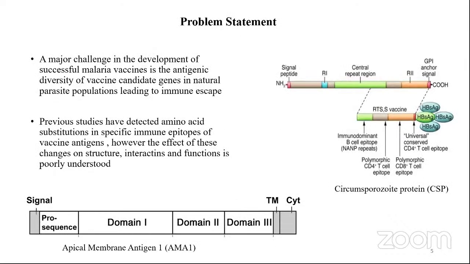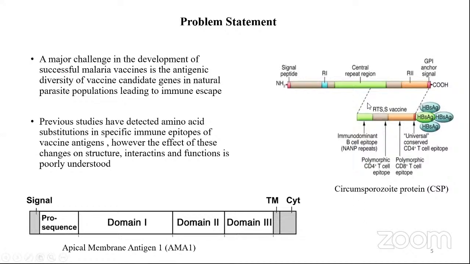So, like I said, these 2 antigens, which are the circumsporozoite protein and AMA1, are antigens of interest. We are looking at the circumsporozoite protein. We are looking at the diversity of this protein in Ghana because the vaccine currently has been designed based on a lab strain of Plasmodium falciparum, not taking into consideration the multiple strains we have in our population.